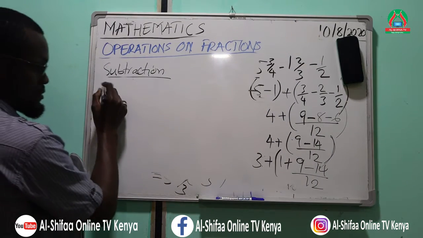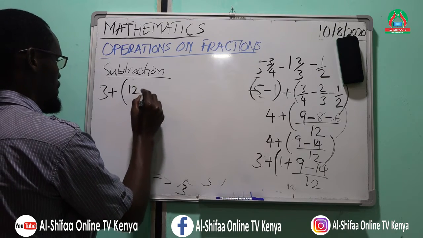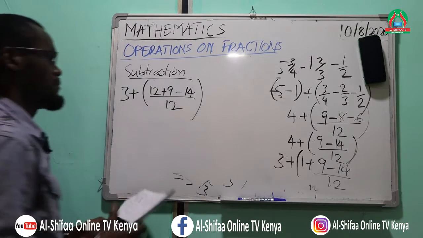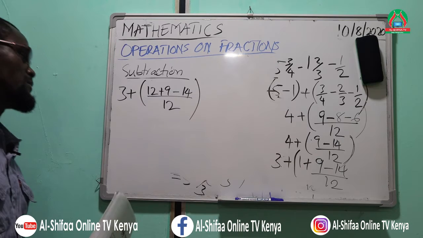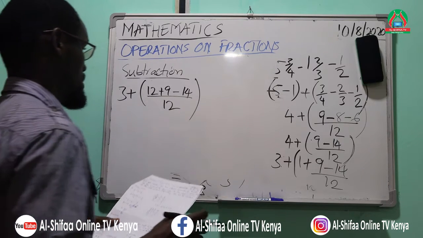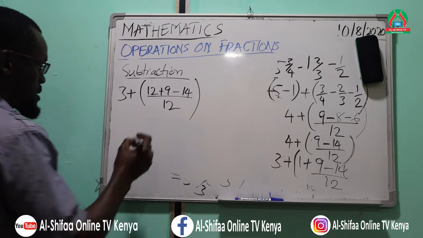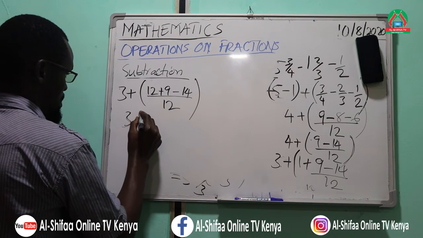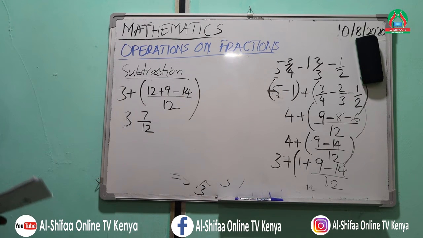Then our operation or our sum becomes 3 plus into bracket 12 plus 9 minus 14/12. So 12 plus 9 will get 21 minus 14 will get 7. We'll get 7, so it becomes 7/12. That's our answer.